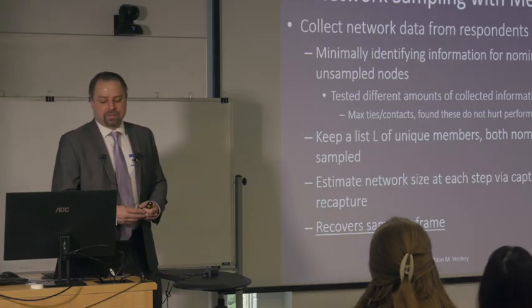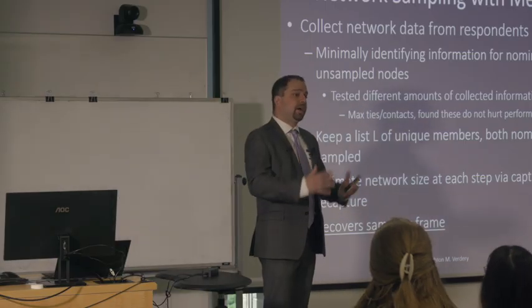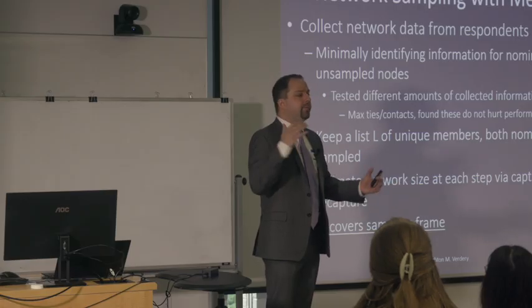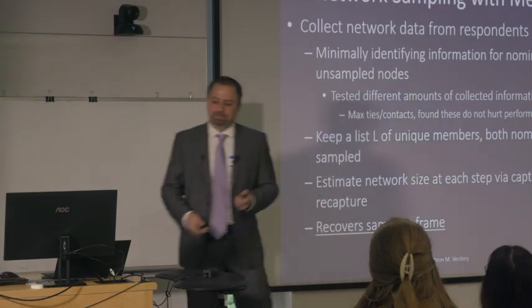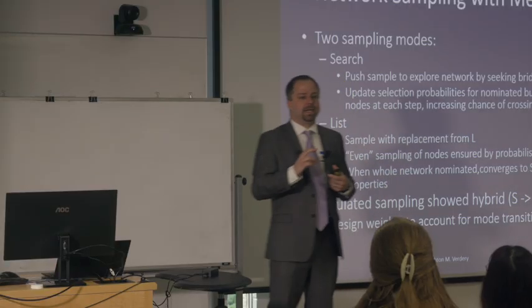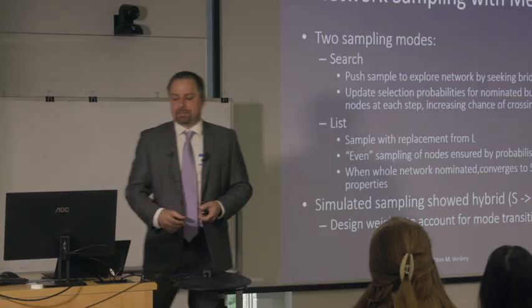And we estimate the network size at each step, and eventually by doing this, the theory is that you can recover the network sampling frame, like who is in the population, and from that draw a with-replacement simple random sample. So we have different modes for the method, and the idea is to try and get there as fast as possible. The first mode is we call search mode, where we try and explore the network, and the second mode is called list mode, where we try and most effectively sample the network to get generalizable inferences from it. So it's kind of a blended adaptive sampling design.